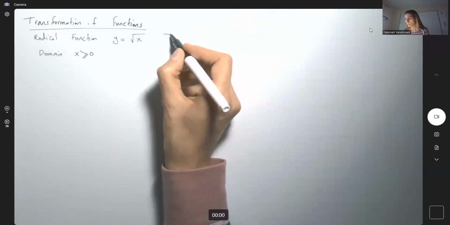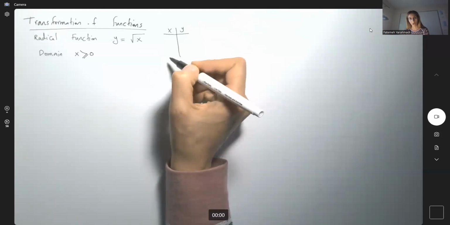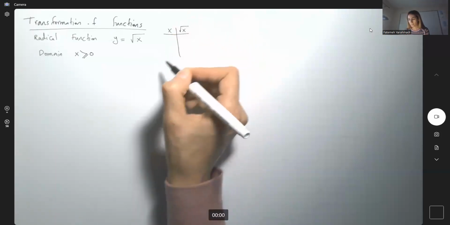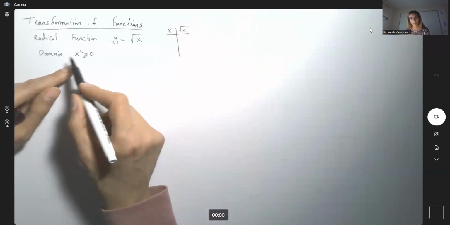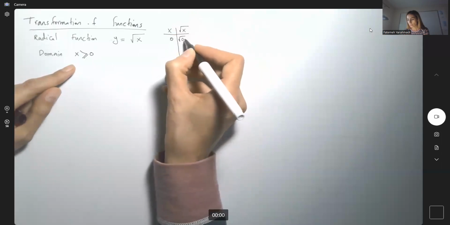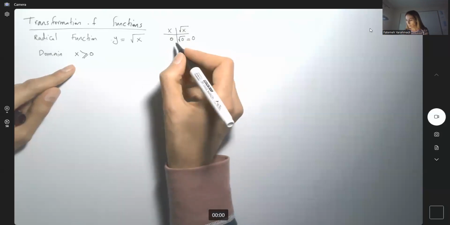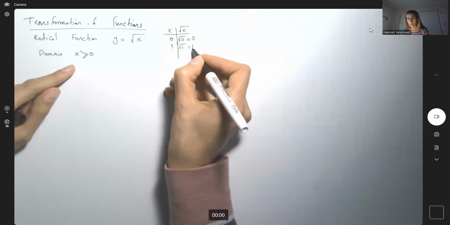This x must be larger than or equal to 0. We can use point plotting and graph this function, x and y. Y in this case is square root of x. We know that we have to start from 0 and go to the right-hand side. If x is equal to 0, square root of 0 is always 0. If x is equal to 1, square root of 1 is 1.